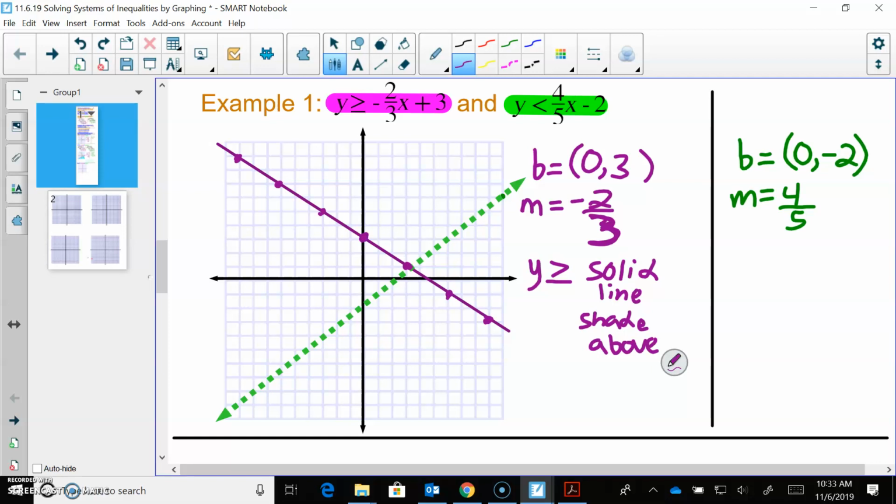Anytime it's pointed to the y, I'm going to shade below. Okay? So at every one of these dots, I'm now just going to draw a small arrow pointing up, telling me which way I need to shade to figure out where my solution area is. So that's for the purple inequality.